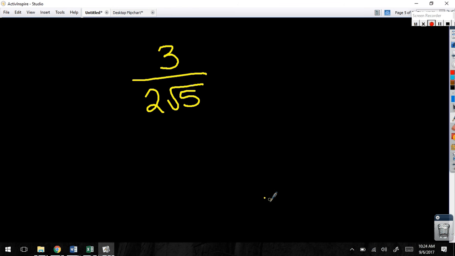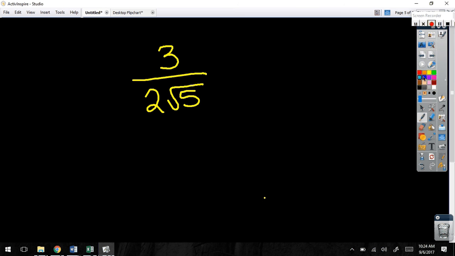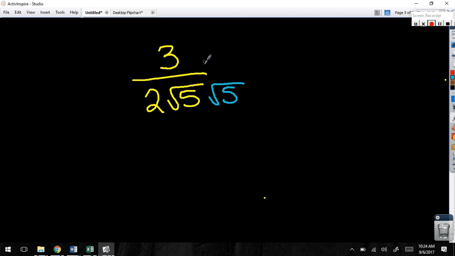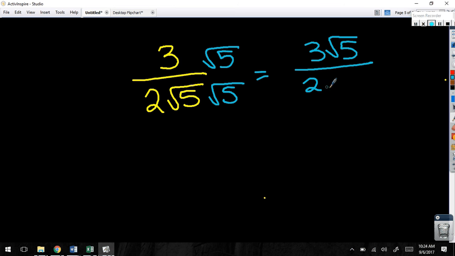The point that I wanted you to see here is you don't need to multiply the 2 also because it's not a problem. The only thing I've got to get rid of is the radical 5. So I do square root of 5 times square root of 5. So you get 25 and it's back to 5. So now I have 3 square root of 5 over 10.